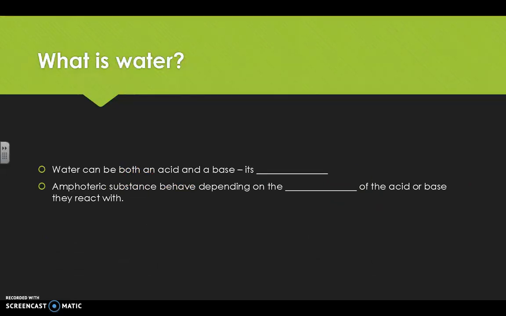All right, well, what about water? We all know that water is neutral. Water has a pH of 7, and water is something that we call amphoteric. Okay. If it's amphoteric, that means that it can behave as a base or as an acid. It just depends on the nature of what it's reacting with.